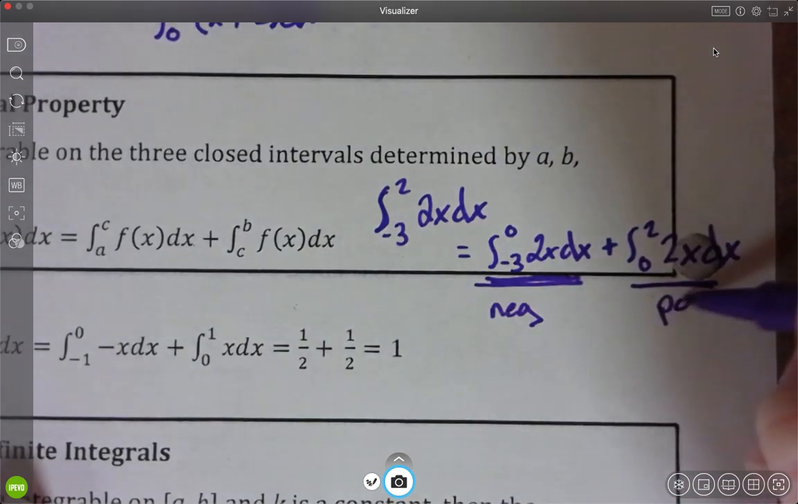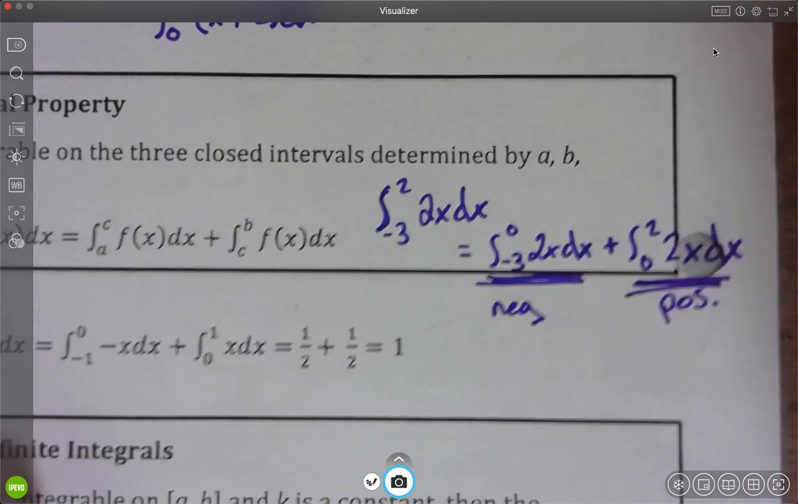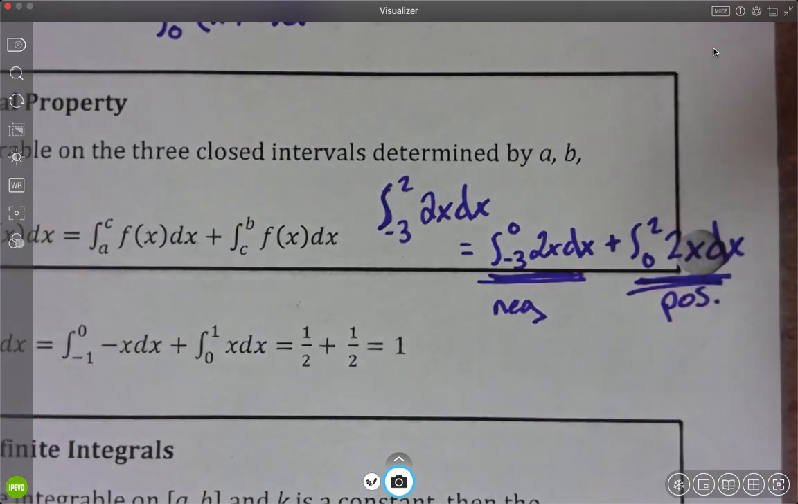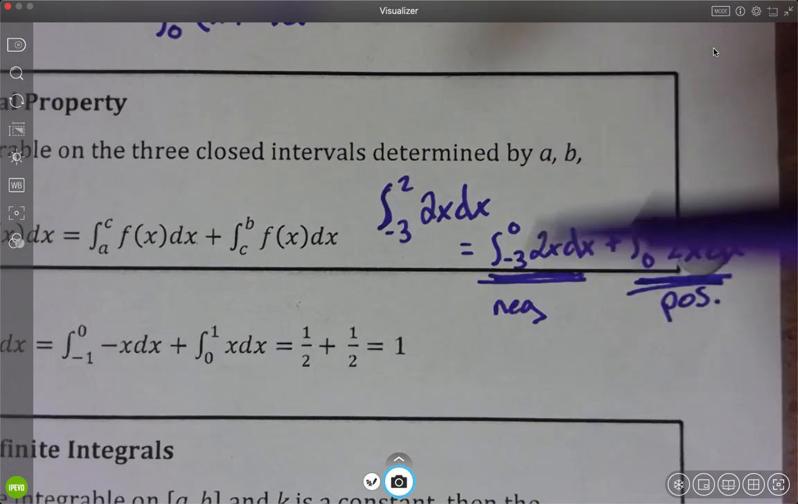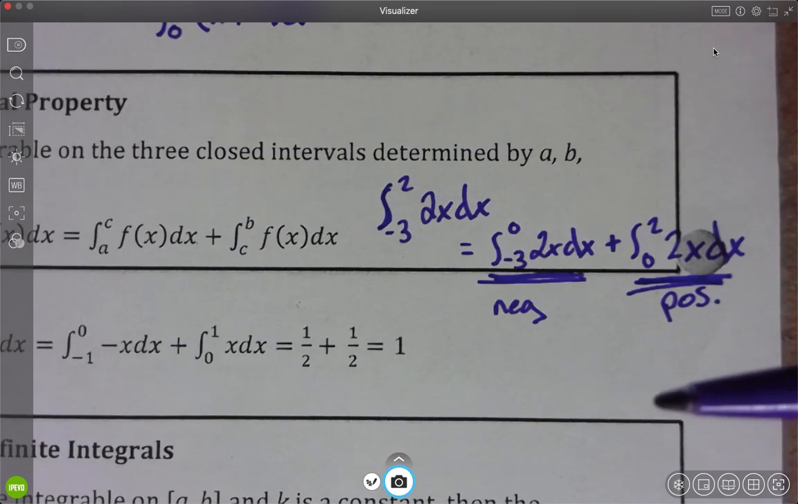So it might be more beneficial for me to look at the two areas separately than it would be to try to combine them all together, right? So separate those two out. And this property is just saying that that is totally legal, that I can do that, okay?